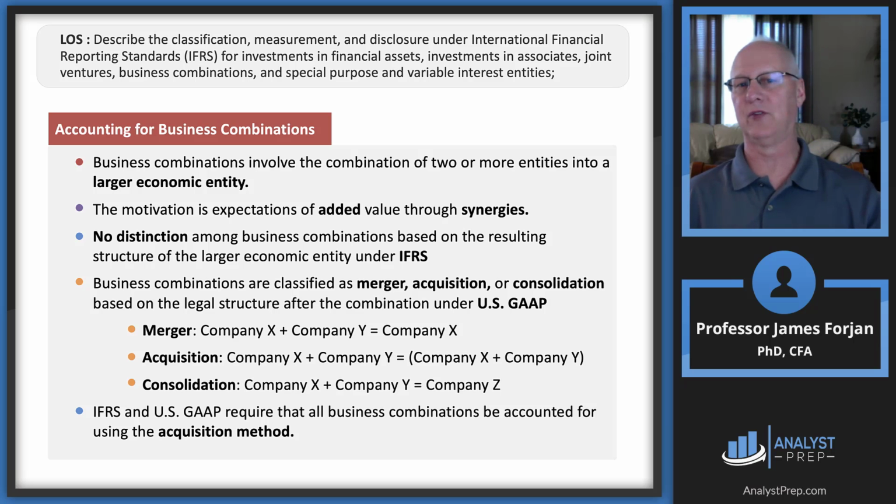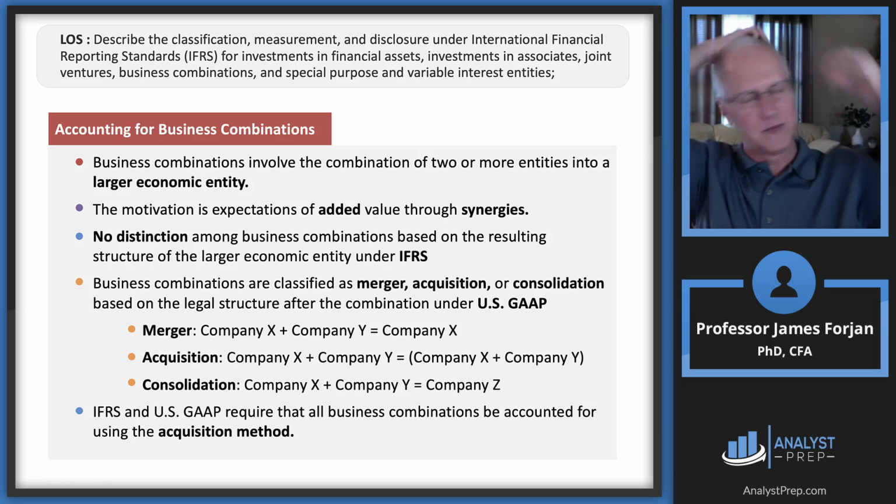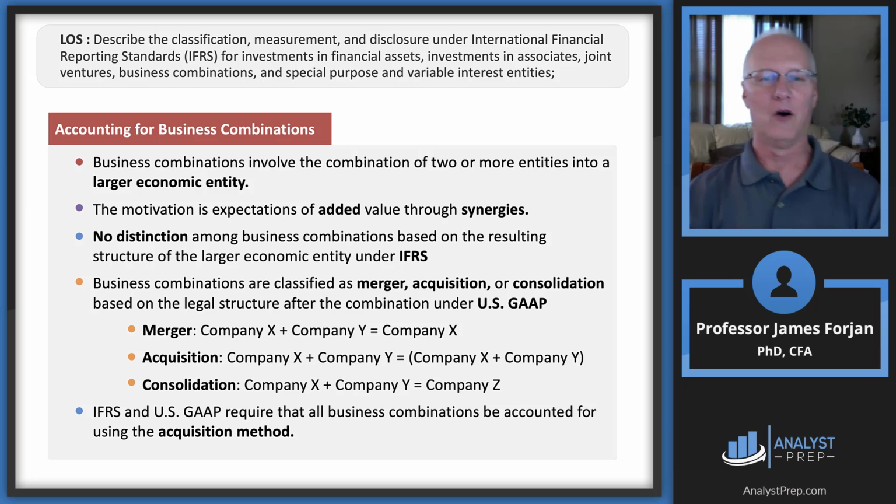Business combinations involve two or more entities forming a larger economic entity. I implied that with the X's and the Y's and the Z's. The motivation is expectations of added value through synergies. Oh my gosh, I have to scratch my head here, going back to all of what I learned in graduate school about motives for mergers and acquisitions.